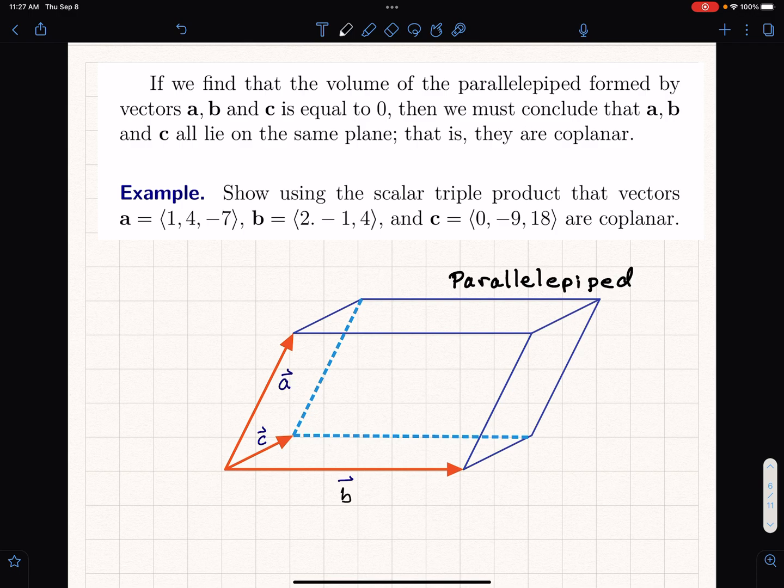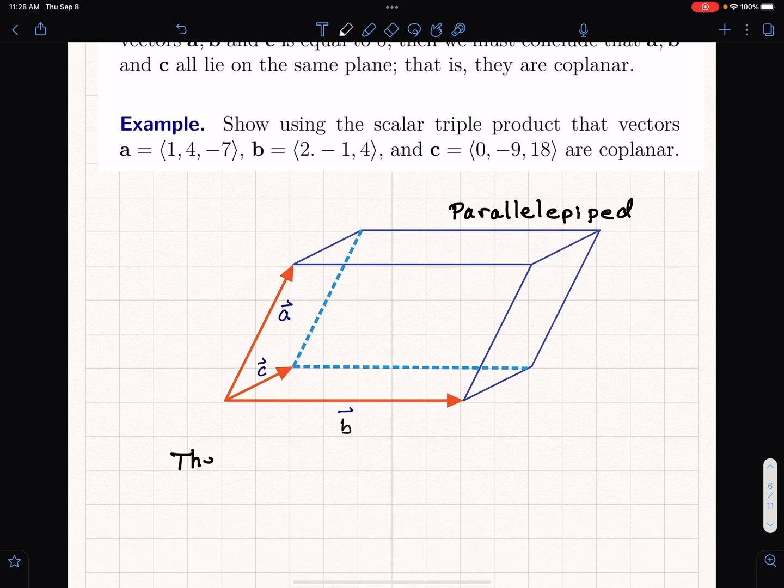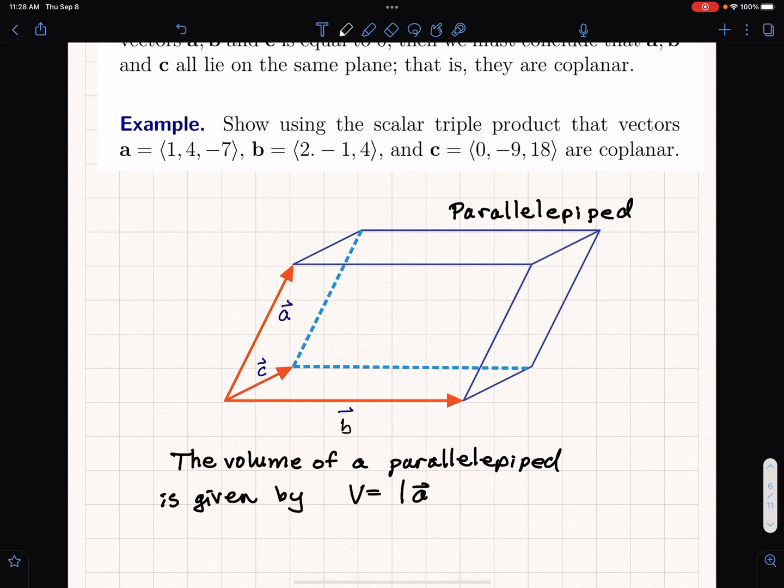All right, so the volume of a parallelepiped is given by V equals the absolute value of the triple product. And in fact, you can change the order of A, B, and C, and that will possibly change whether your answer is positive or negative, but when you take the absolute value, you get a positive number anyway. So it doesn't matter which vector you put in first.